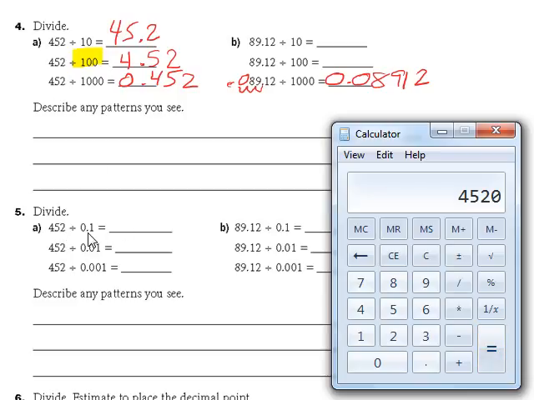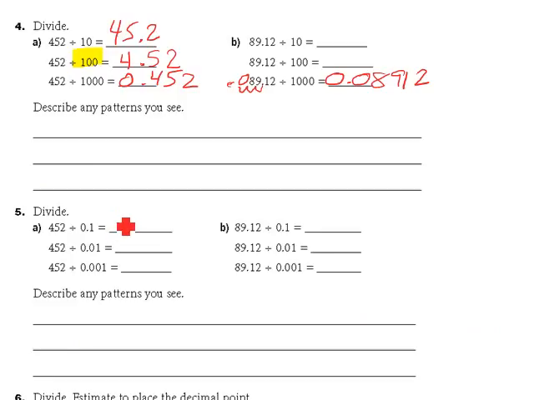Okay, think about if this is 452 flats, how many rods would fit into there? It would be 4,520, because each flat would take 10 rods, right? So that's how we end up with a number that's much larger. So dividing by 1/10, it's actually multiplying by 10. Weird? You bet. Okay, so you can predict the pattern here.